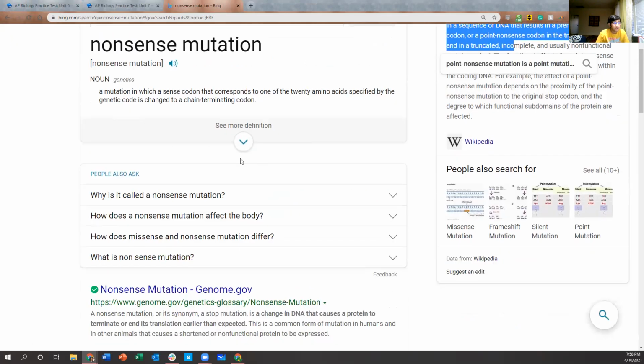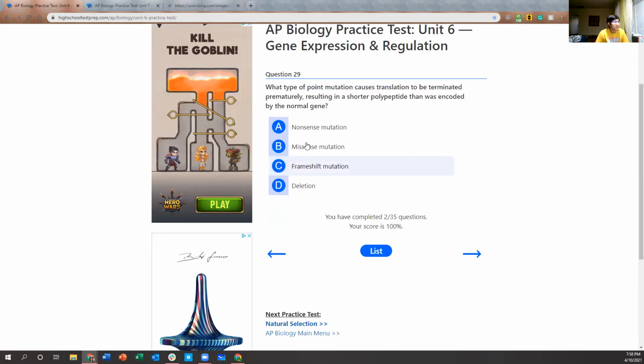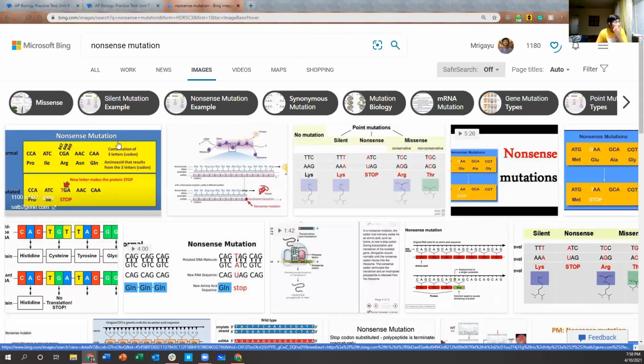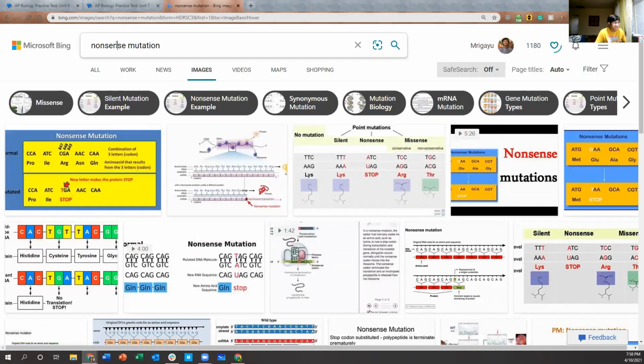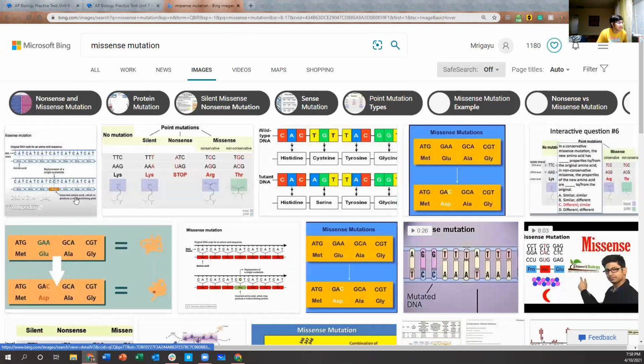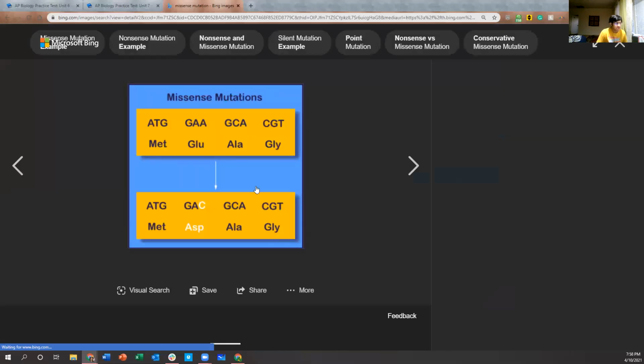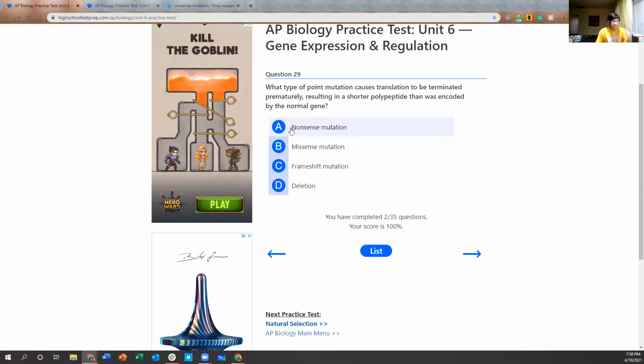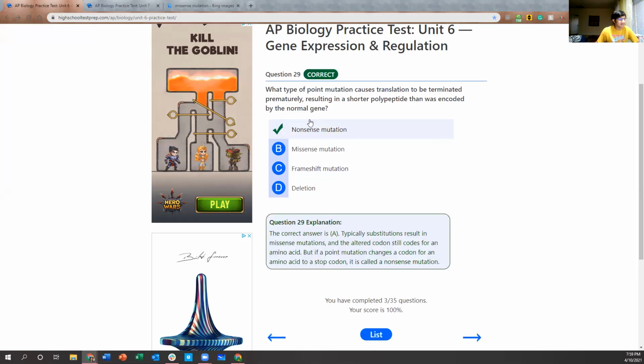Okay, never mind. I said the wrong thing. Nonsense mutation is where it stopped earlier. Missense mutation is when it reads it incorrectly, right? This is just vocabulary. I just didn't remember this. Missense is where maybe you have a point mutation that causes it to be misread, and nonsense means it doesn't make sense. Okay, that's a good way to remember it. If it stops early, that's nonsense, right? It's baloney. That's right.